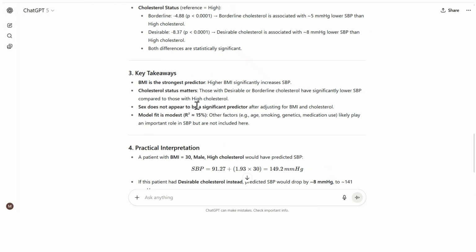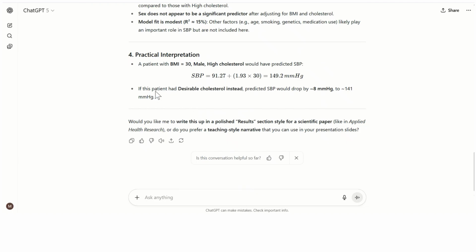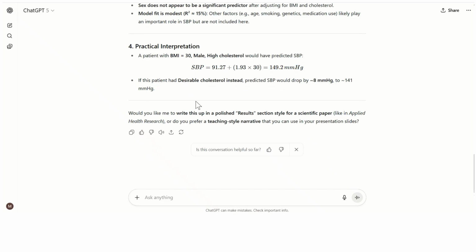Okay, so here is the practical interpretation. A patient with BMI 30, male, high cholesterol would have a systolic blood pressure predicted by this equation: 1.93, that is the slope for BMI, times 30, which is the BMI for this subject, which is equal to 149.2 millimeters of mercury.